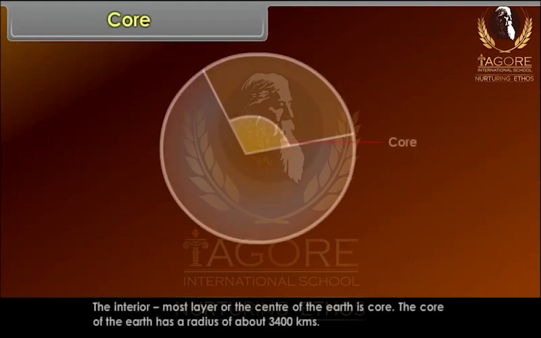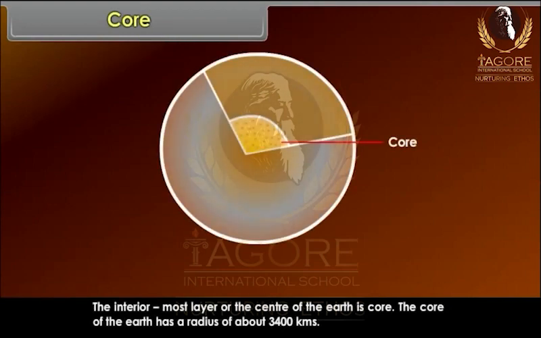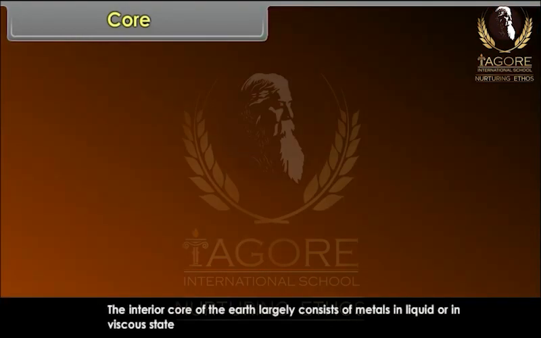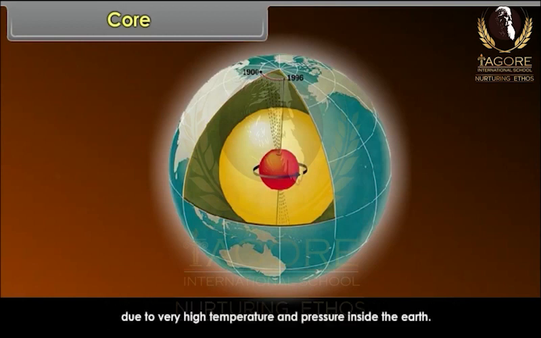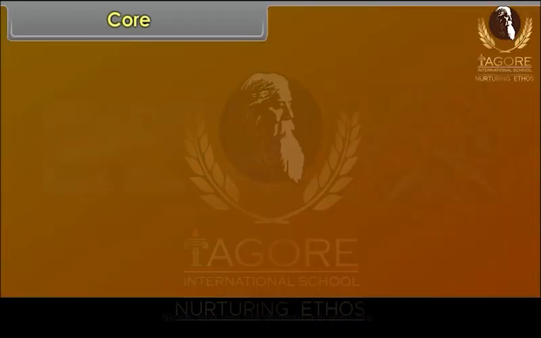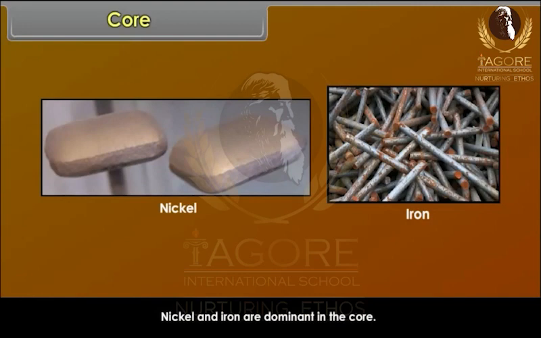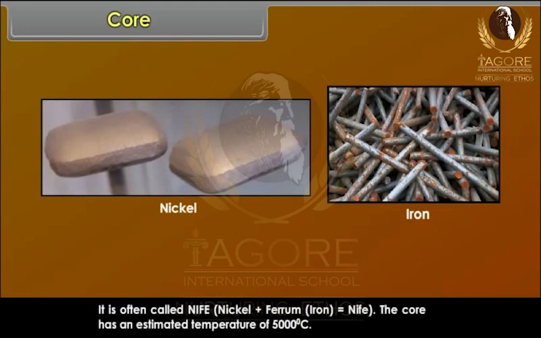Core. The interiormost layer or the center of the Earth is core. The core of the Earth has a radius of about 3,400 kilometers. The interior core largely consists of metals in liquid or in viscous state due to very high temperature and pressure inside the Earth. Nickel and iron are dominant in the core. It is often called NIFE, N-I-F-E: nickel plus ferrum, that is iron, equals NIFE. The core has an estimated temperature of 5,000 degrees Celsius.